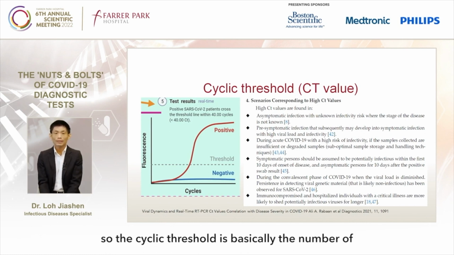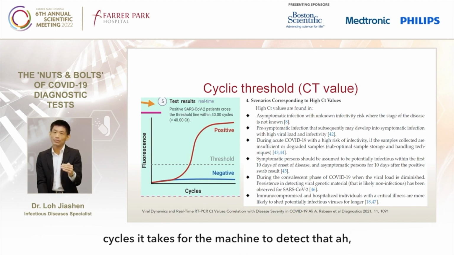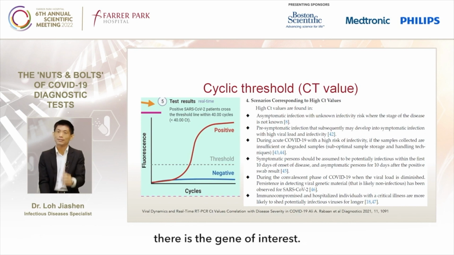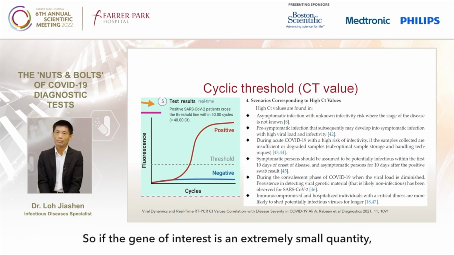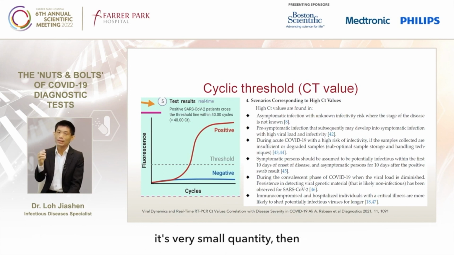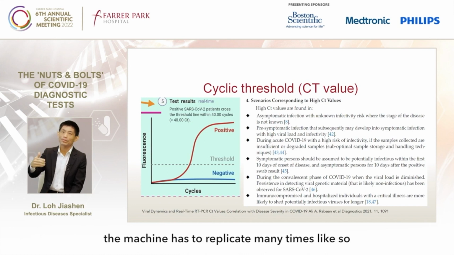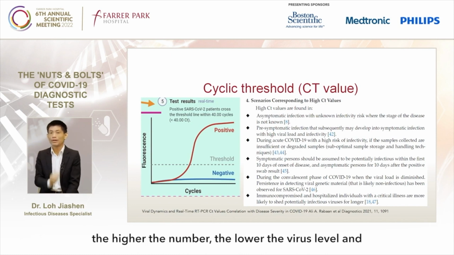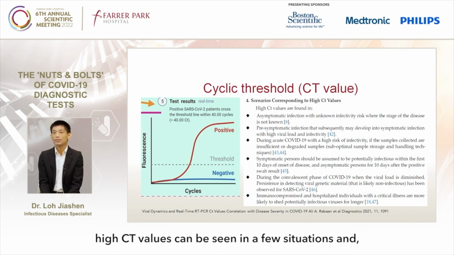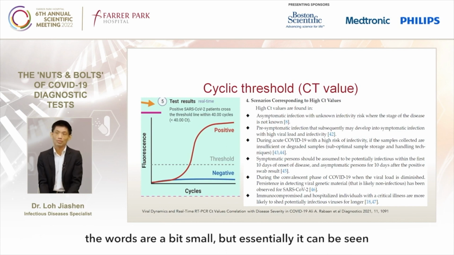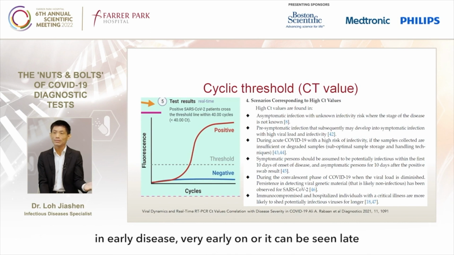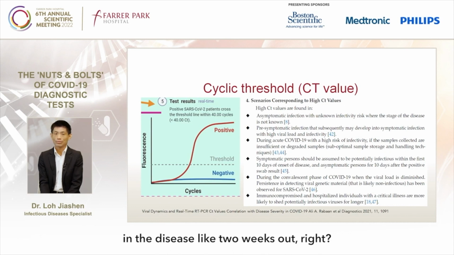So the cyclic threshold is basically the number of cycle it takes for the machine to detect that there is the gene of interest. So if the gene of interest is an extremely small quantity, then the machine has to replicate many times. So the higher the number, the lower the virus level. And high CT values can be seen in a few situations, and the words are a bit small, but essentially it can be seen in early disease, very early on, or it can be seen late in the disease, like 2 weeks out, right? You can have very high CT value, okay?